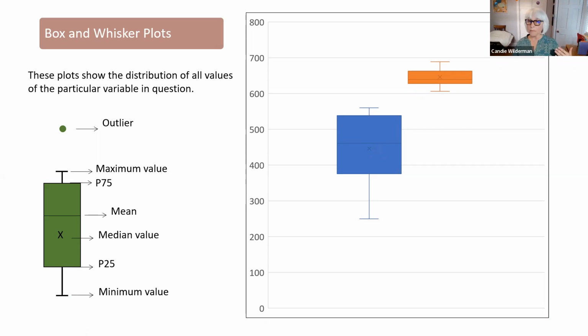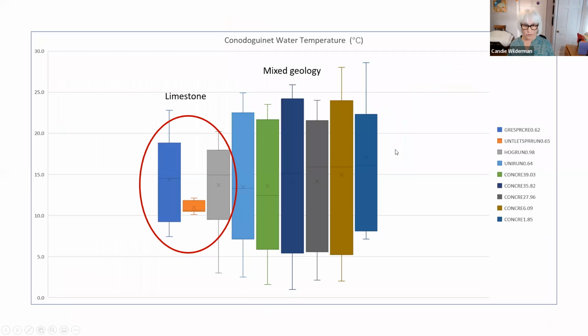For example, the blue box, and just as an example, the maximum, the top whisker, is actually lower than the orange box's minimum. And so the orange has higher overall values, but they don't have much variability, whereas the blue have lower overall values, but they have quite a bit of variability. So these are all things that we're going to look at. Let me show you a real example.